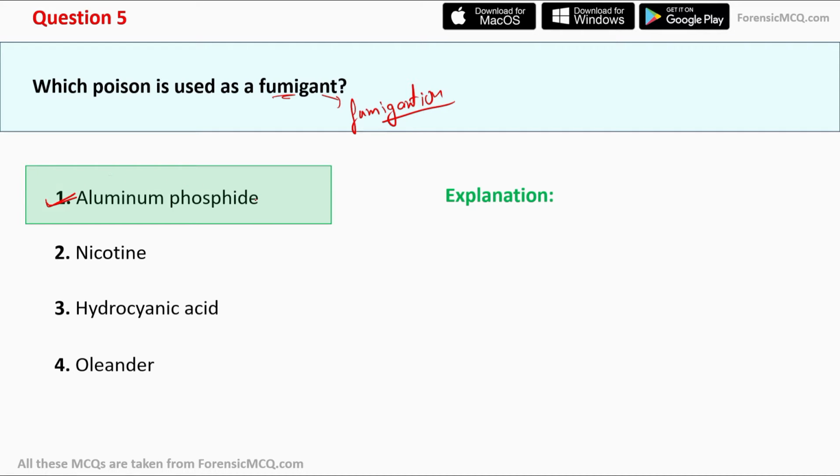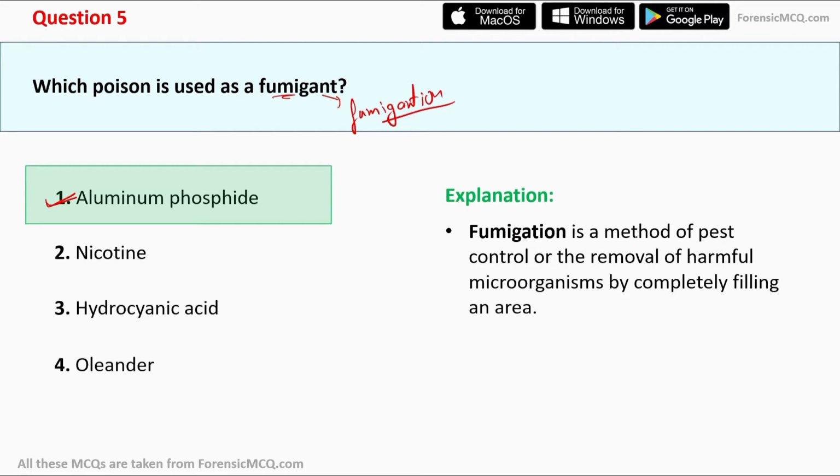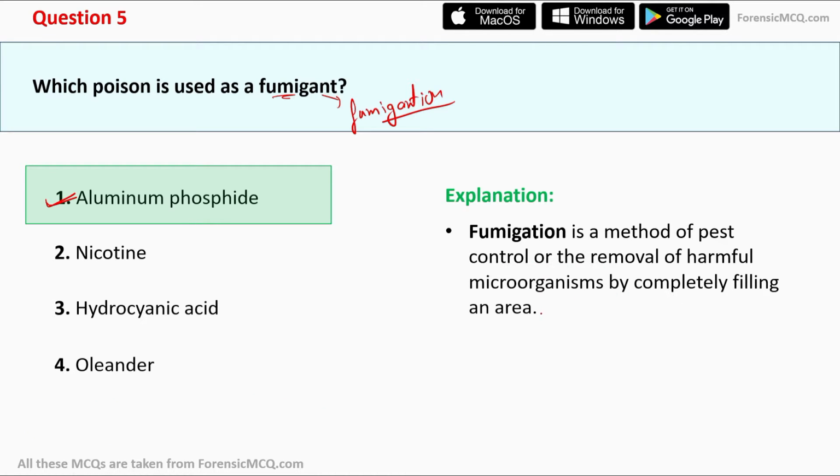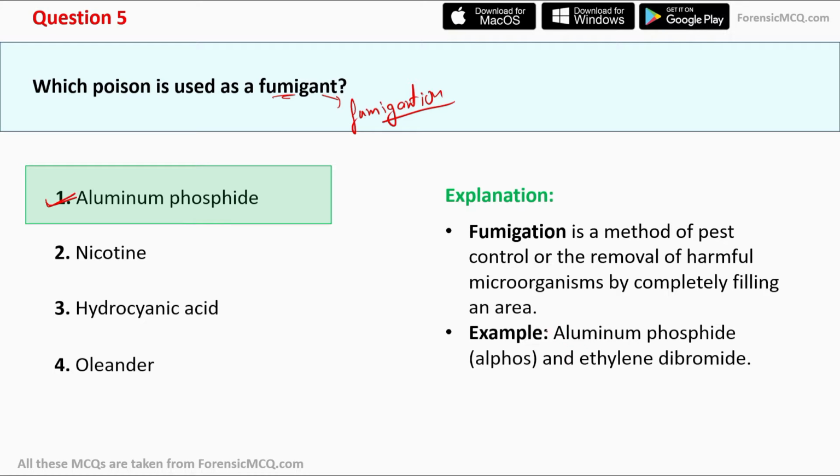Now let's move to the explanation part. Fumigation is a method of pest control, as I already told you, or the removal of harmful microorganisms by completely filling the area. So there is no room for air also. This technique of controlling pests is called fumigation. And examples of fumigants are aluminum phosphide or Alphos, or ethylene dibromide.